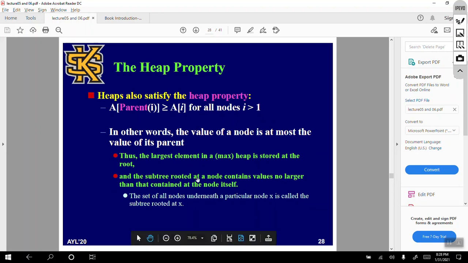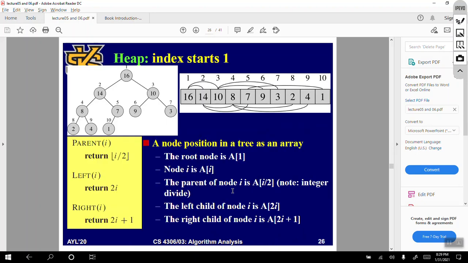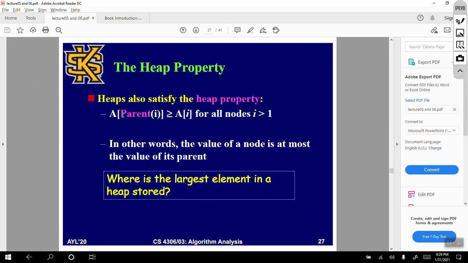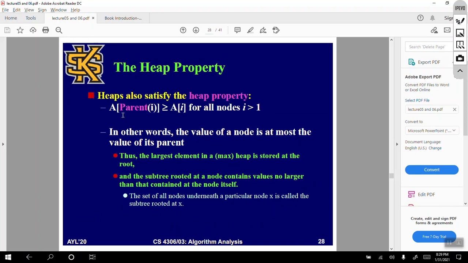And the subtree rooted at a node contains values no larger than the node itself, because this property will be maintained all over the binary tree. So this is a complete binary tree, and we can say this is another subtree, this is another subtree. For each subtree, the root element is greater or equal to the child elements, okay. Left child element and right child element, or all children elements. So the maximum value is stored at the root.